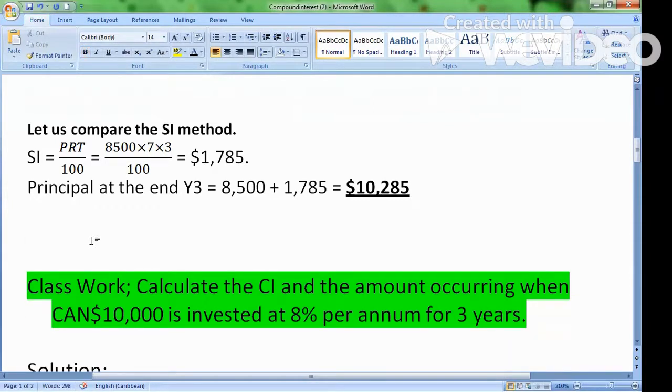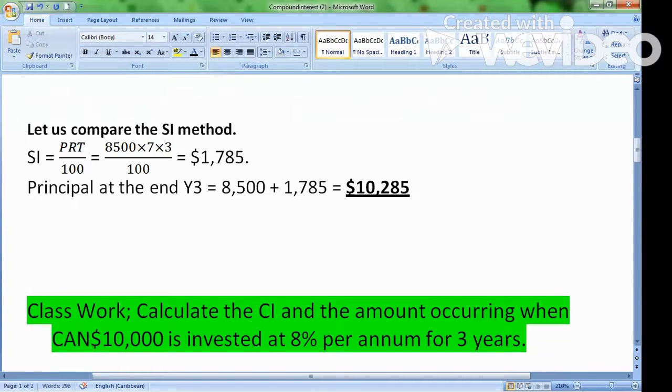You guys want to try one? Okay, try this one for me here. The one that's highlighted. Calculate the compound interest and the amount occurring when Canadian 10,000 is invested at 8% per annum for 3 years.